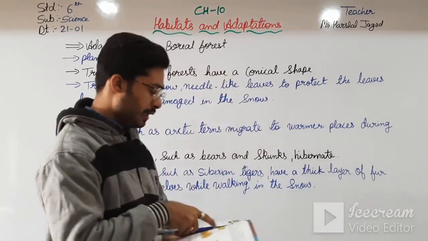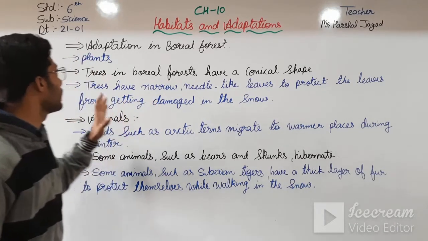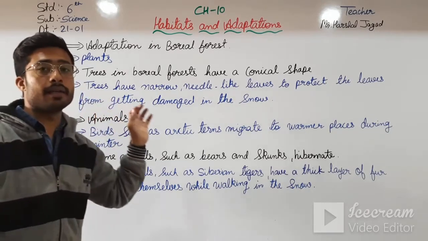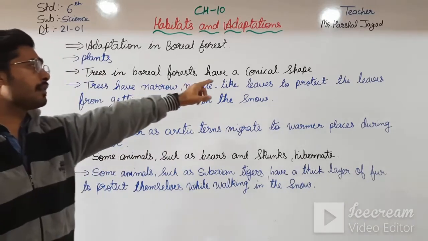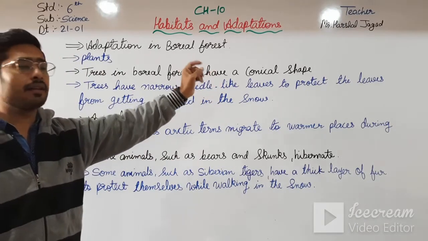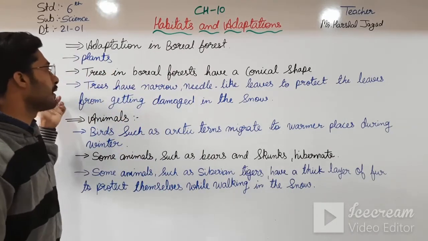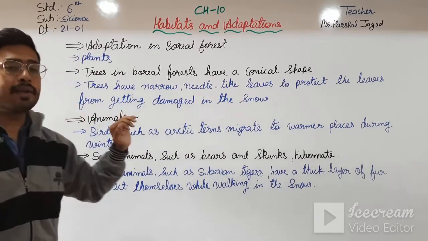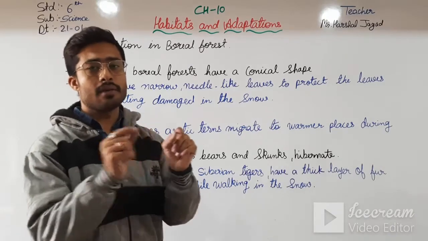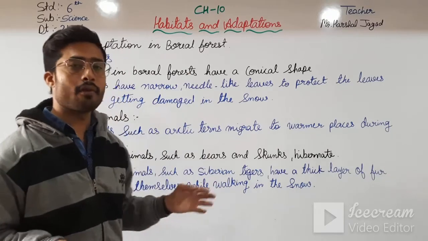So these are the adaptations in the plants and animals in the boreal forest. The trees and plants have conical shapes, so the snow can easily slide off. And the trees have narrow needle-like leaves to protect the leaves from getting damaged in the snow. The leaves are thin like needles, so they don't hold the snow, it just falls down.